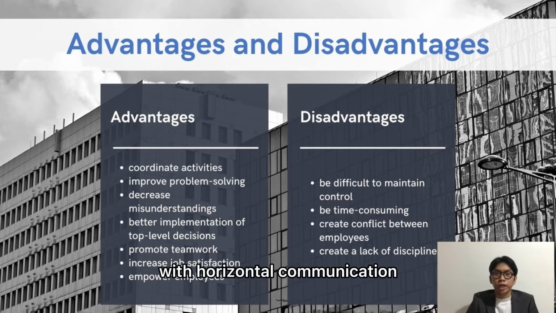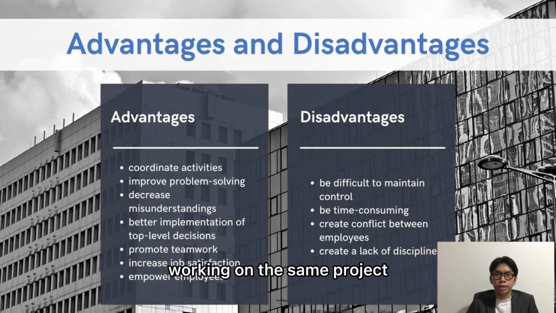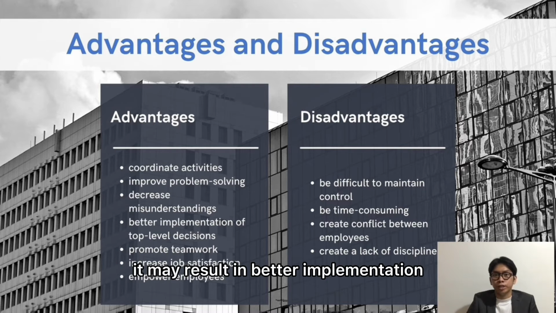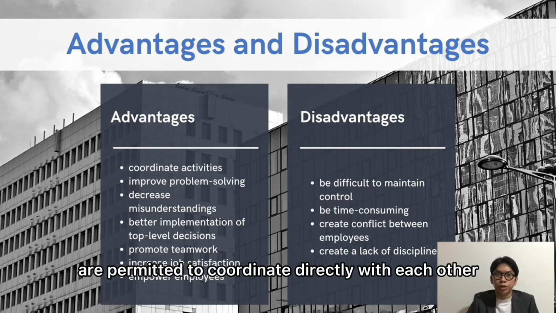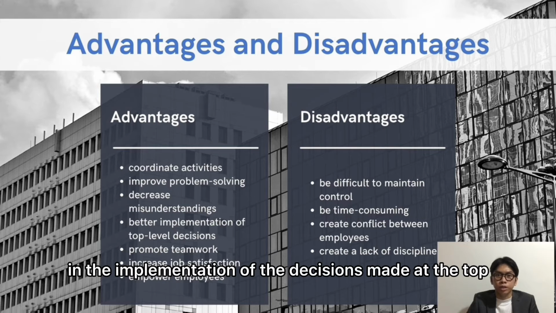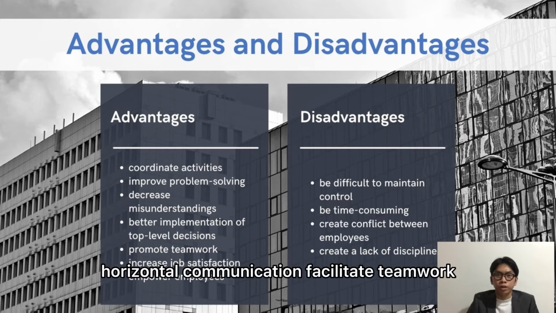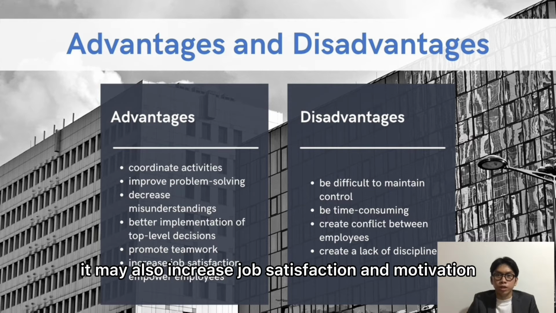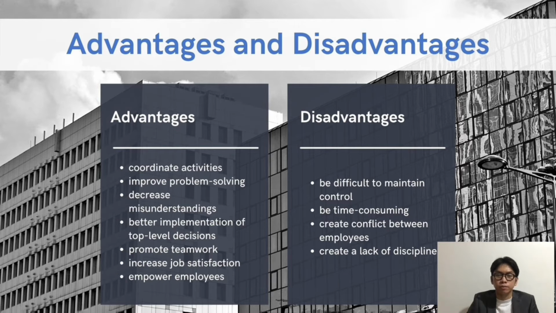With horizontal communication, businesses can coordinate activities and improve problem solving. It decreases misunderstanding between departments working on the same project, thereby increasing efficiency and productivity. It may result in better implementation of top-level decisions because employees on lower levels are permitted to coordinate directly with each other in the implementation of the decisions made at the top. Horizontal communication facilitates teamwork if a project requires tasks from different people or departments. It may also increase job satisfaction and motivation by creating more employee empowerment in communication.